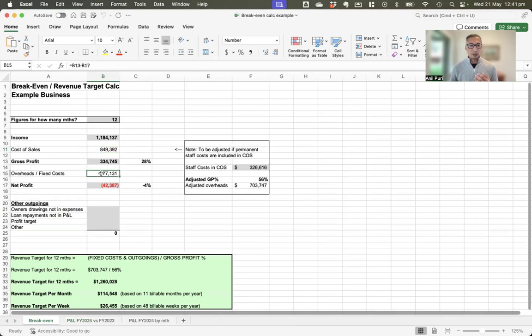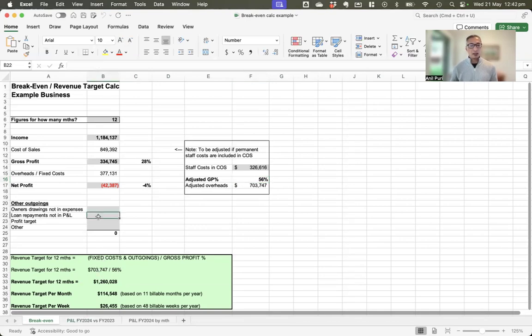This is the P&L version, and this is the adjusted version once I adjust for those fixed wages that are in cost of sales. You divide it by your gross profit margin. That's why it's important to understand the breakdown of the P&L and what should be variable and what should be fixed costs. And it calculates based on that what your revenue target should be.